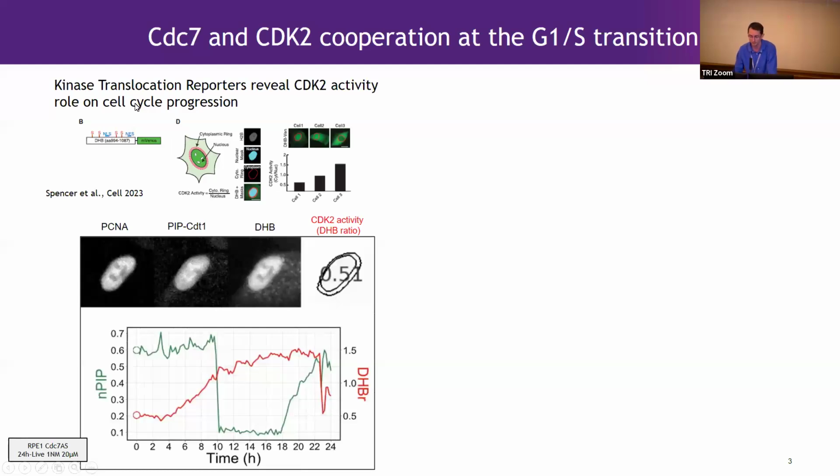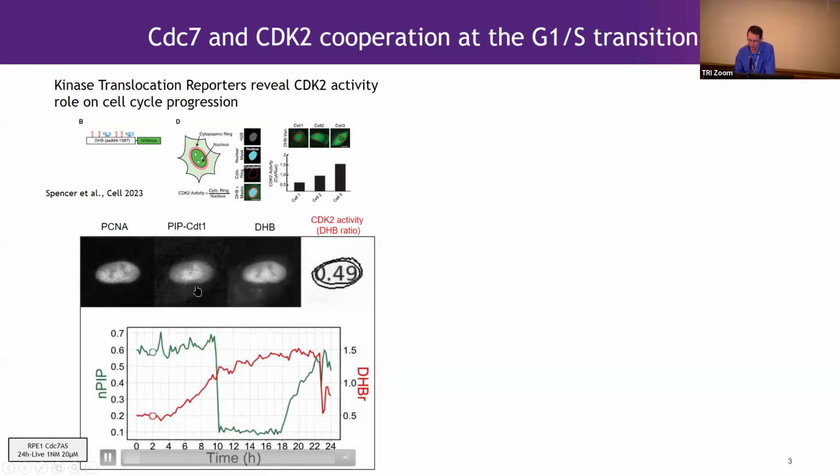You just saw in Shiv's presentation that we can use these kinase translocation reporters. In this case, this is a CDK2 activity reporter. When CDK2 is active, this reporter is translocated to the nucleus. We got this reporter in the lab and did some live cell imaging. This is the reporter, and we track the cells. This is PCNA that shows individual factories where we have DNA replication, and this is CDT1, one of the proteins that are regulated during S phase.